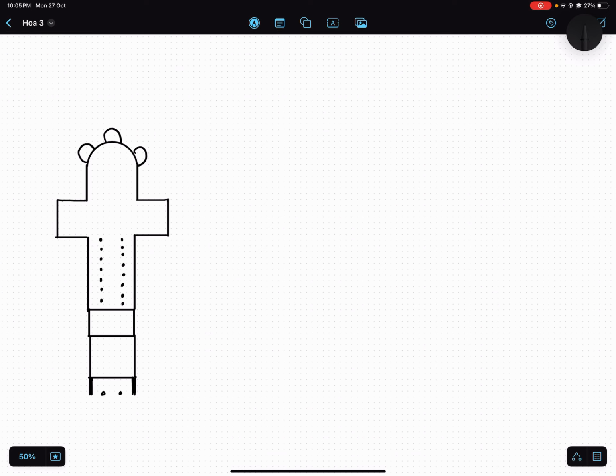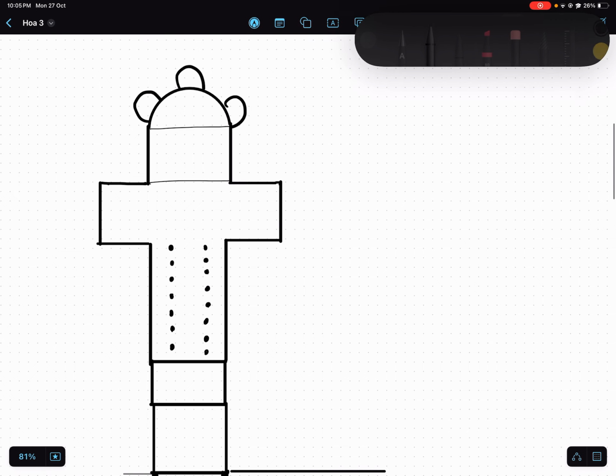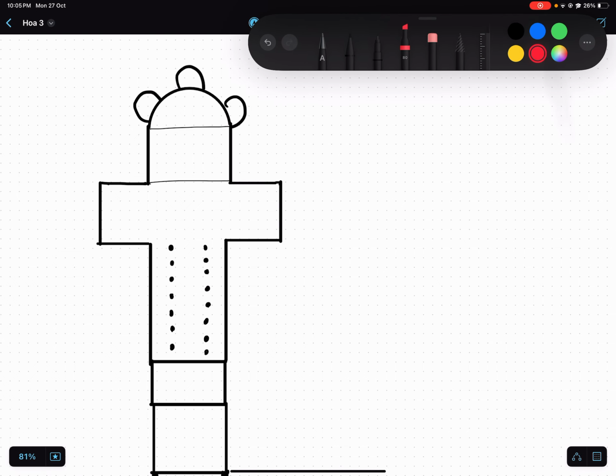Okay, let's start with early Christian architecture. So, consider this a classic, typical church plan, and I'll mention the parts of it.